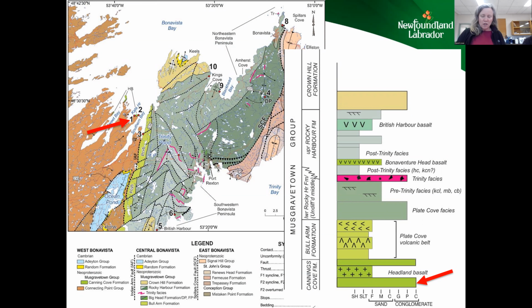units. Just to put the units in context, the basal unit of the Musgrave Town Group is called the Cannings Cove Formation, and it only outcrops locally. The Bull Arm Formation is the volcanic dominated unit that elsewhere is at the base of the Musgrave Town Group. And then above that, we go into the Rocky Harbor Formation, which is what Dave is going to focus on. And then at the top of the Musgrave Town Group is the red bed dominated coarse clastic, mainly Crown Hill Formation.